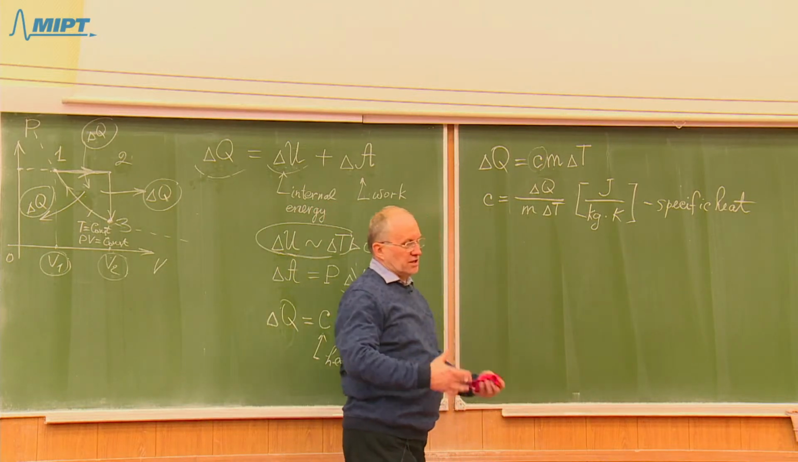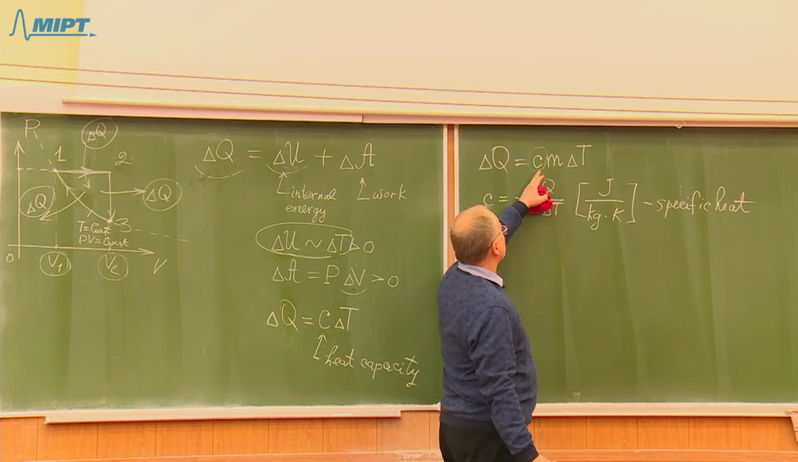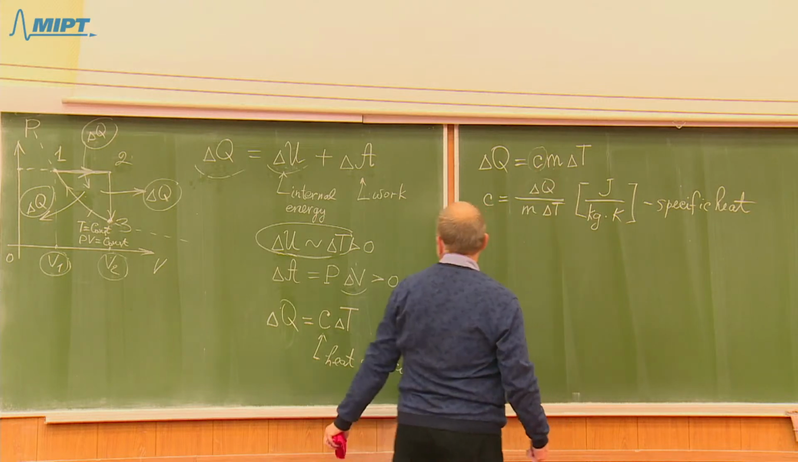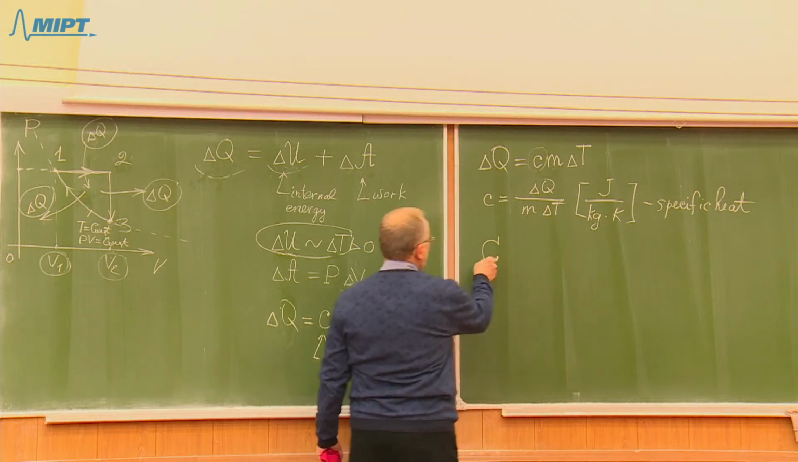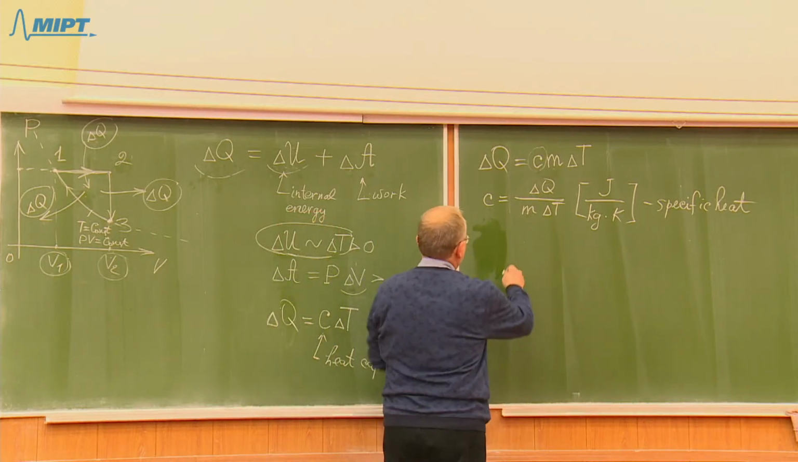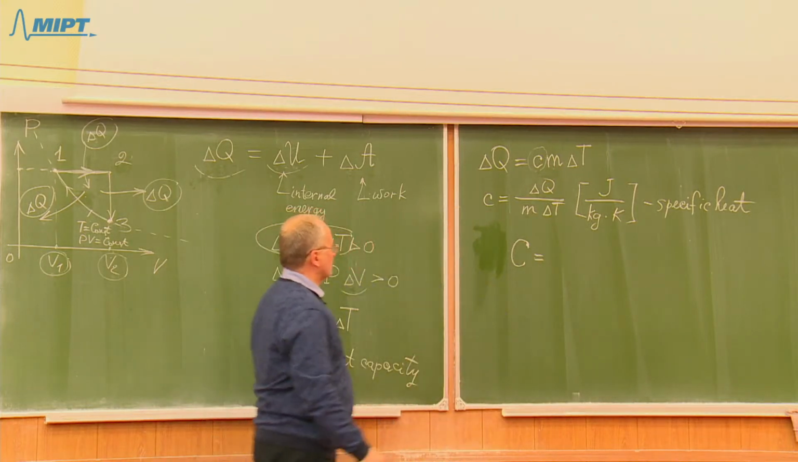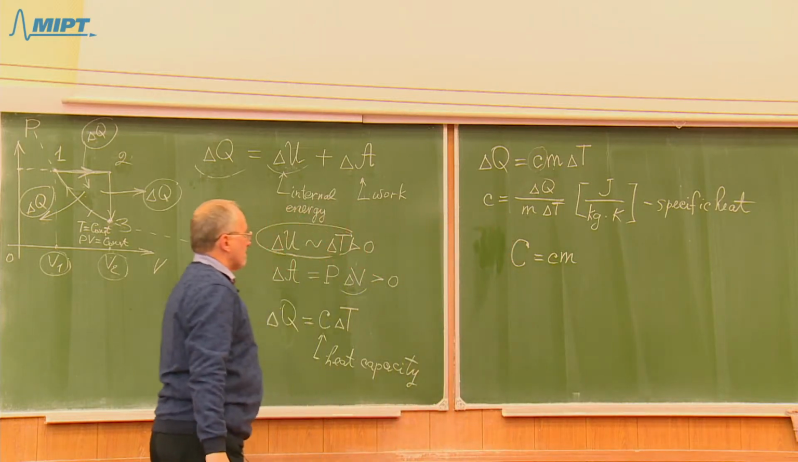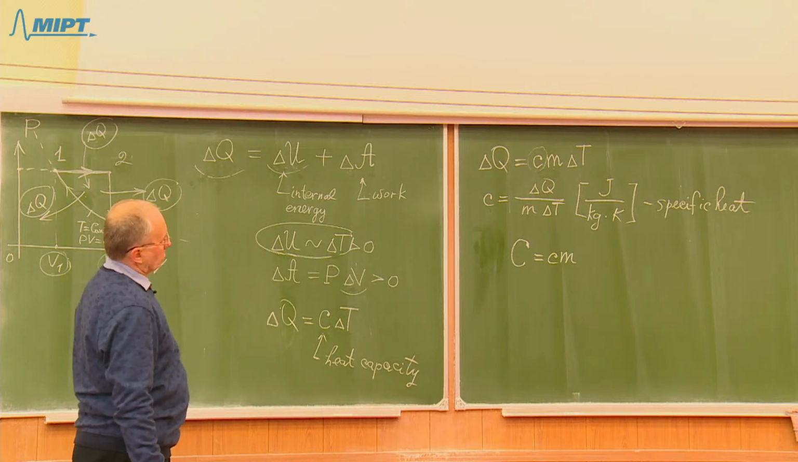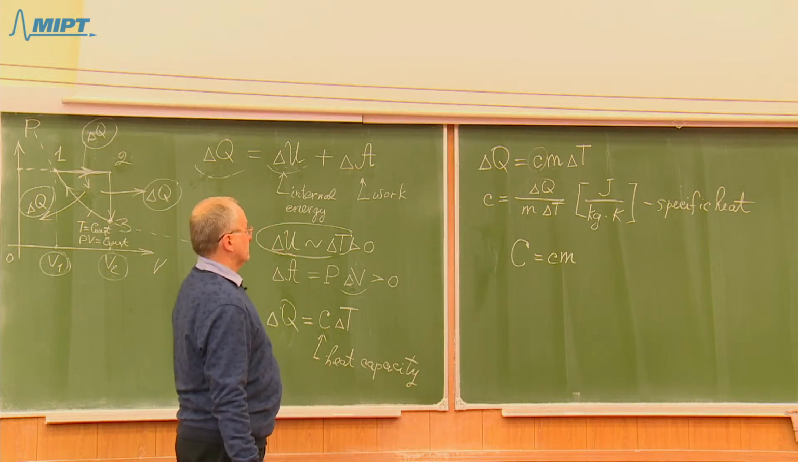And if you take an amount of substance larger than 1 kilogram, then you multiply this by m. The capital C, which was here, this is not G, this is capital C, this coefficient, heat capacity, will be equal to the specific heat times the mass of the body. Specific heat is actually the heat capacity of a unit of mass of a body.